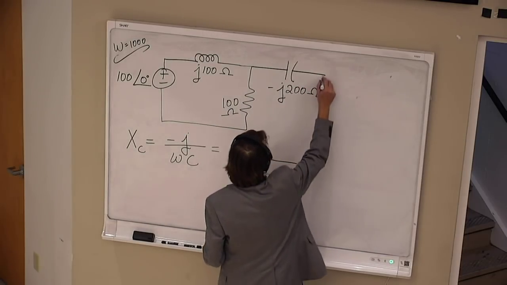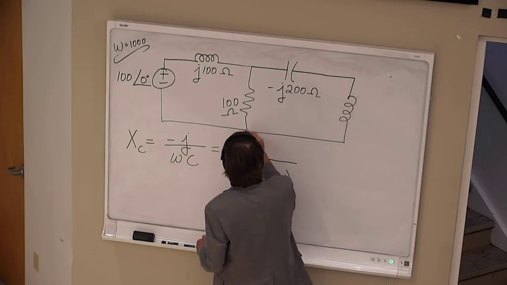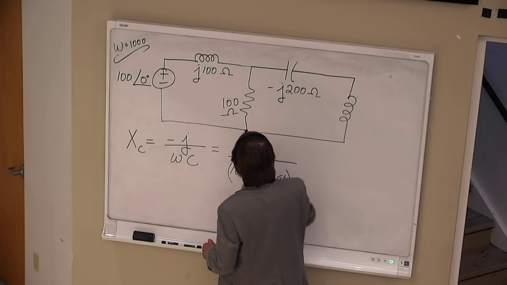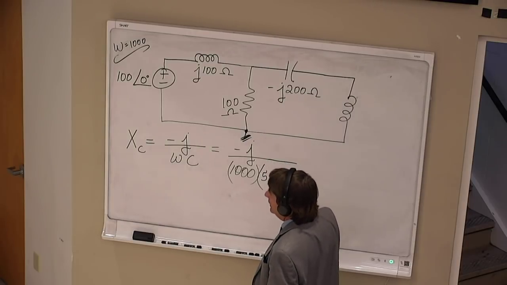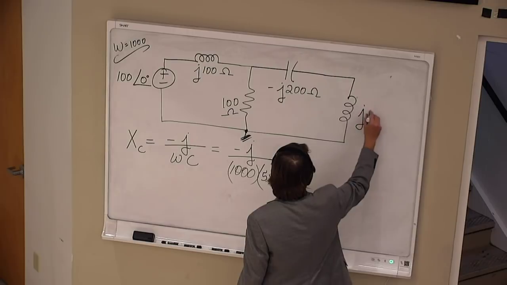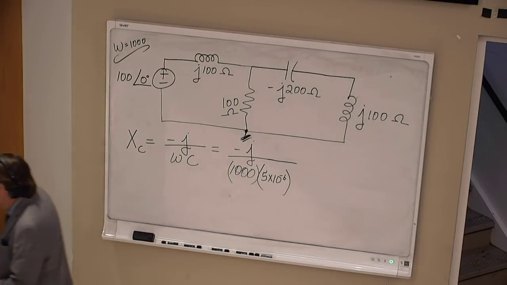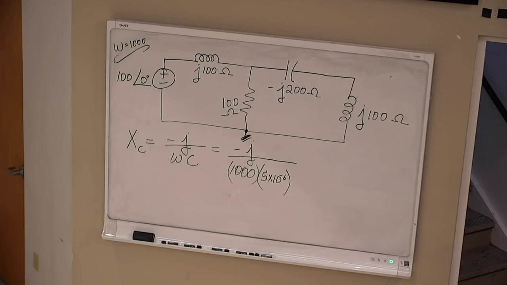Then we have another inductor. I'm putting ground, Zach, because you're my groundskeeper. You're the man. 0.1, same thing. J 100 ohms. Let me just peek ahead to make sure I didn't make a mistake. And then I'm going to, yeah. All right, we're good?